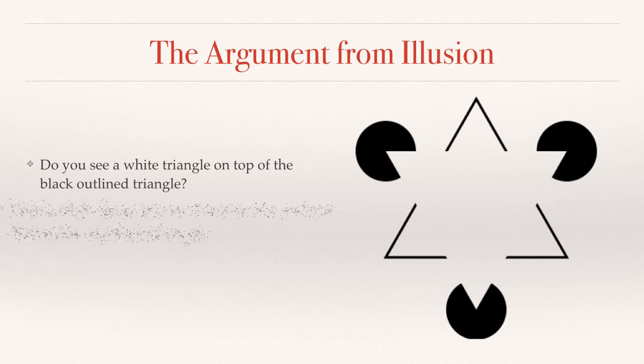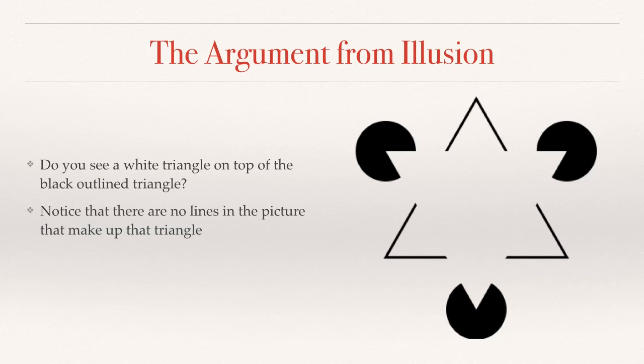I'm pretty sure you do. This is a very strong illusion. But really, all that there are those three Pac-Man shapes. And the way that the Pac-Man shapes are arranged produces an illusion as of a second triangle on top of the first triangle. So really all there is like some line segments in these Pac-Man shapes, and somehow the rest is, where is it?